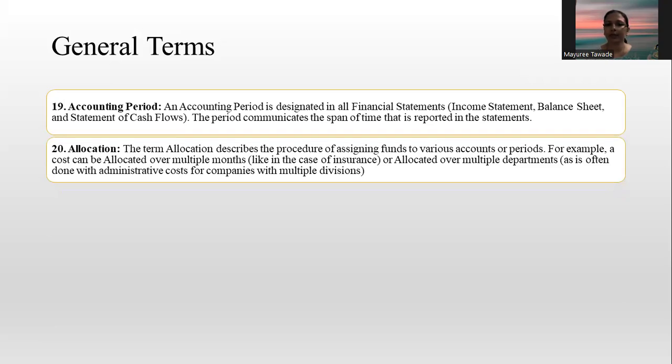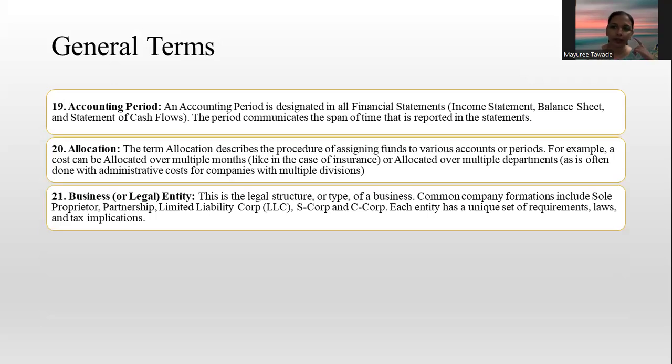Allocation describes the procedure of assigning funds to various accounts or periods. For example, cost can be allocated over multiple months, like in the case of insurance. Allocation over multiple departments like administrative, HR, marketing, operations, and all other production departments. That is assigning the funds to that particular department.